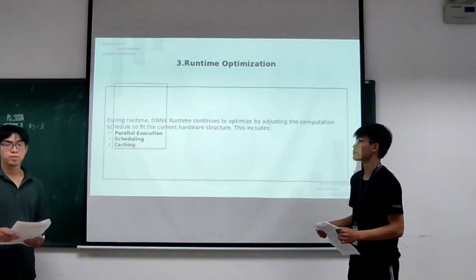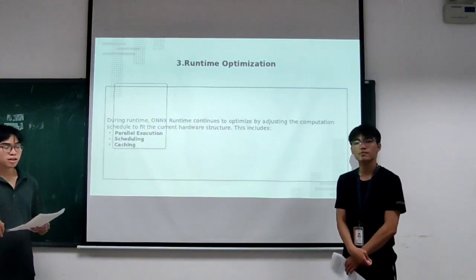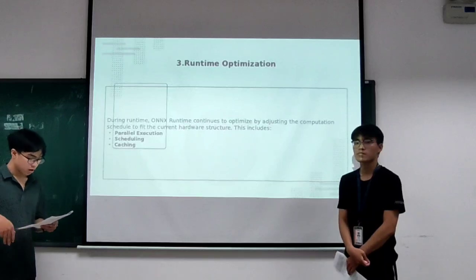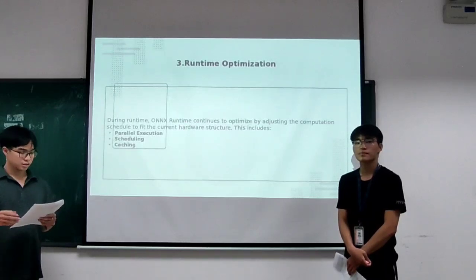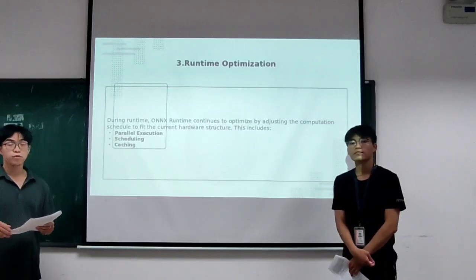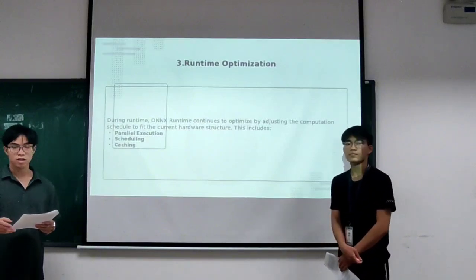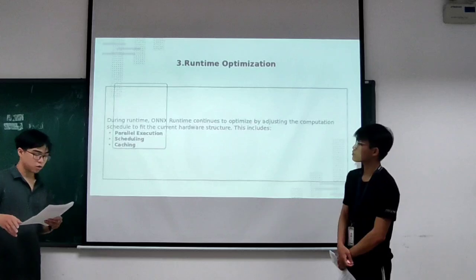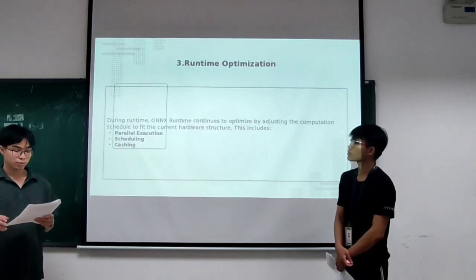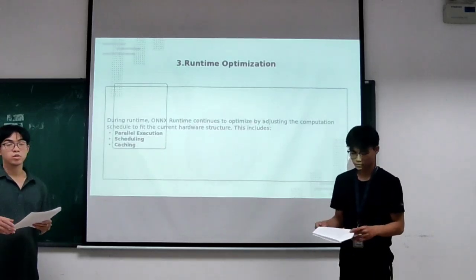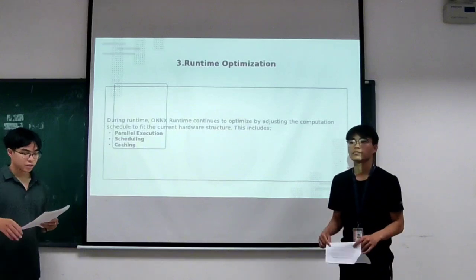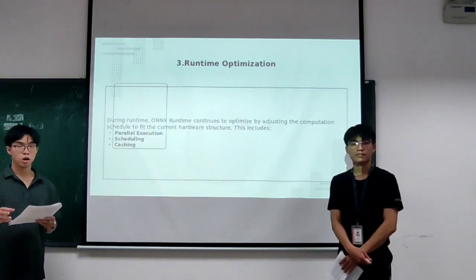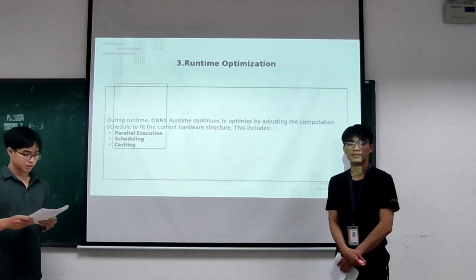Three, runtime optimization. During runtime, ONNX Runtime continues to optimize by adjusting the computation schedule to fit the current hardware structure. This includes parallel execution, automatically dividing large computation operations into smaller parts and executing them in parallel across multiple CPU cores or CPU paths.